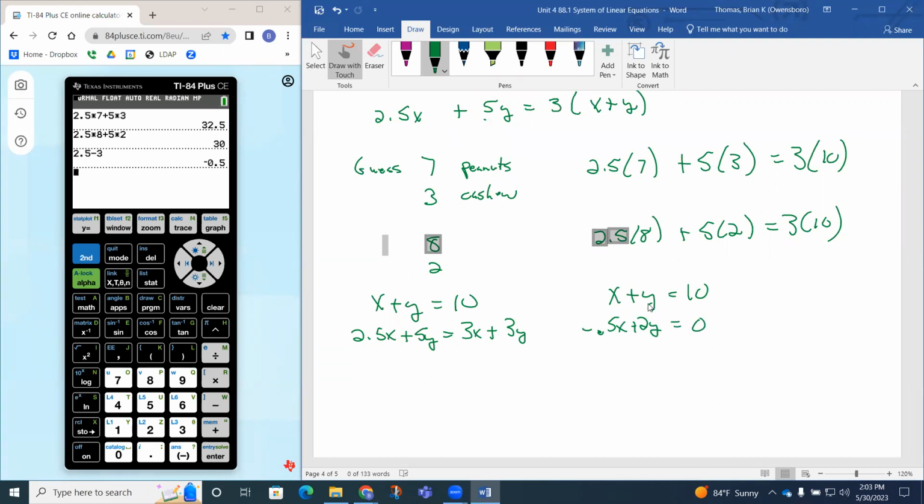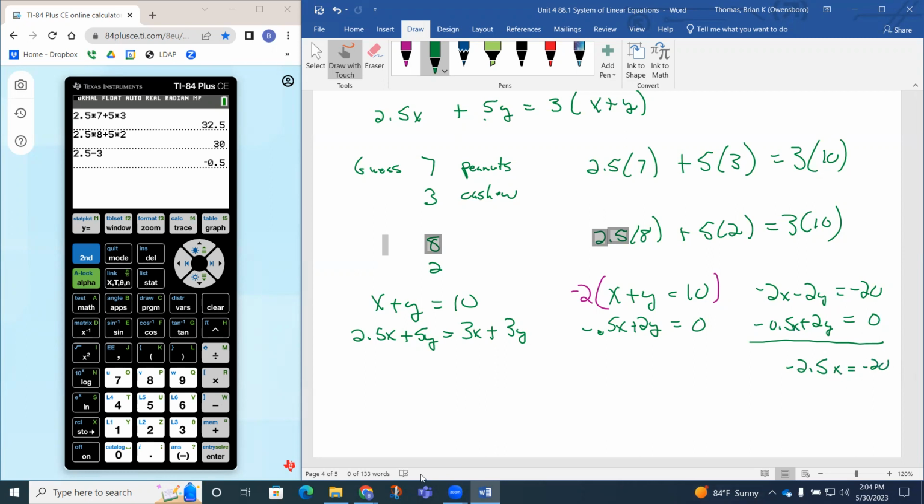So if I use the elimination method, notice that if I multiply the top equation by a negative 2, I can create an equation where I can make the y's disappear. So I have negative 2x minus 2y is equal to negative 20. And we have this negative 0.5x plus this 2y is equal to, again, 0. So notice that the y's drop out. This gives me a negative 2.5x equals this negative 20.